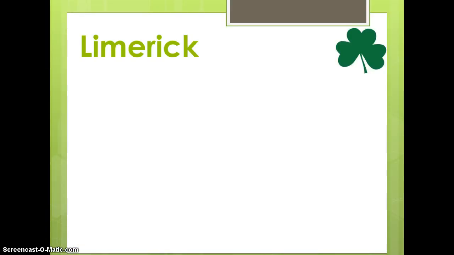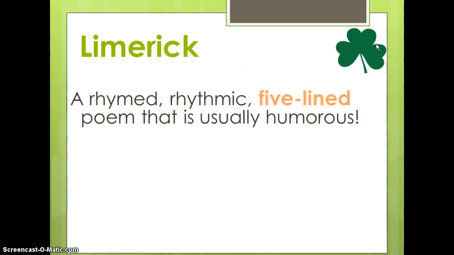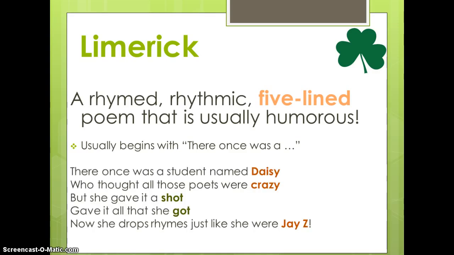The first we're going to look at is called a limerick. Limericks originally originated in Ireland. They are rhymed, rhythmic, composed of 5 lines, and often they are humorous. You can tell that something's going to be a limerick if it starts with, "There once was a," etc. Let's look at an example. There once was a student named Daisy who thought all those poets were crazy, but she gave it a shot, gave it all that she got. Now she drops rhymes just like she were Jay-Z.